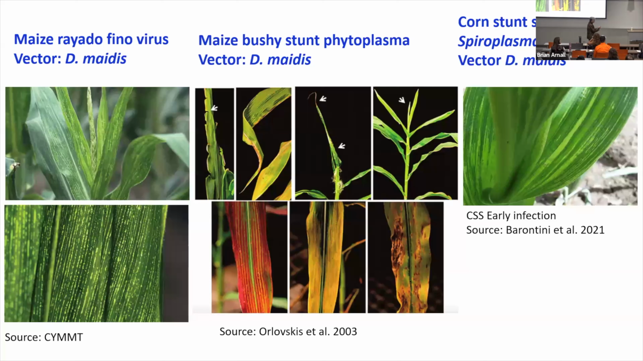this is what they look like when you separate them out and transmit them to maize. So here is maize rayado fino virus. The vector is Dalbulus maidis. It's this beautiful clearing within the phloem. Maize bushy stunt phytoplasma causes proliferation and stunting, shortened internodes, and these very bright symptoms in the leaves. Here's an early infection of corn stunt spiroplasma. You can see the clearing of the veins, etc. Later on in infection, you get that really bright red coloration striping in the leaves. These are all transmitted by Dalbulus maidis.